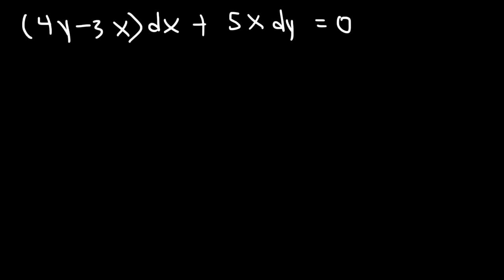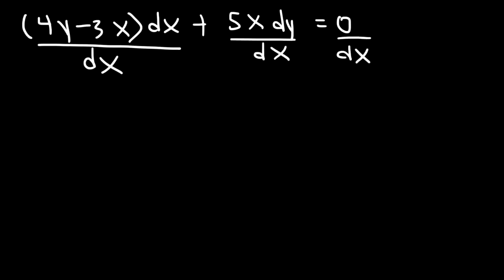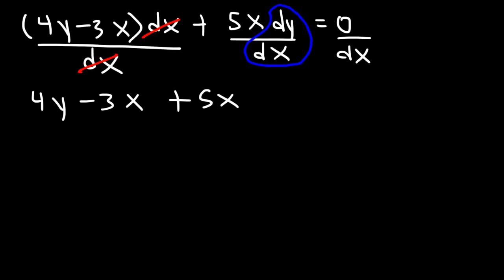So we have dx and dy. Now keep in mind, y prime is dy divided by dx. So that implies that we need to divide everything by dx. On the left side, these will cancel, and so we're just going to have 4y minus 3x, and then plus 5x. And here we have dy divided by dx, so we can replace that with y prime. And 0 divided by dx is just 0.